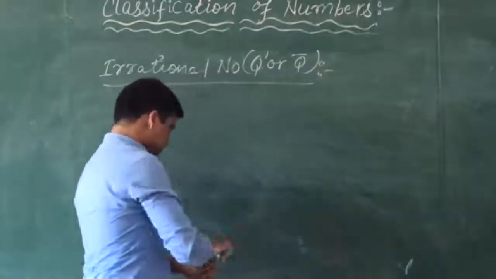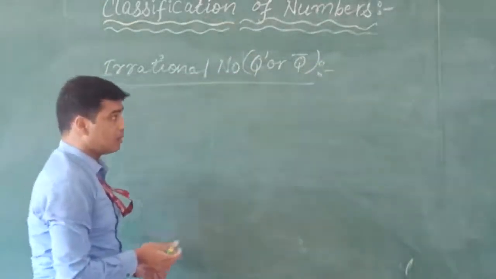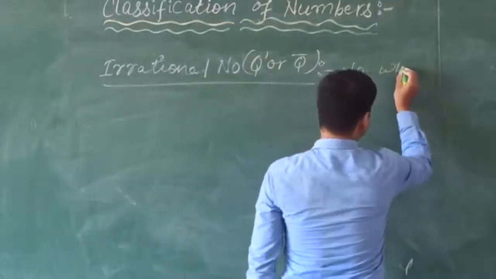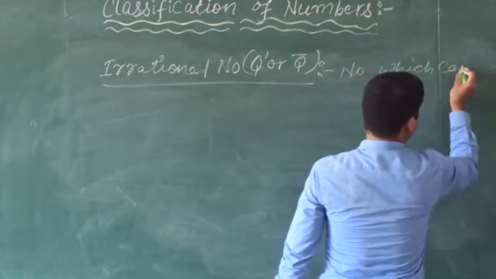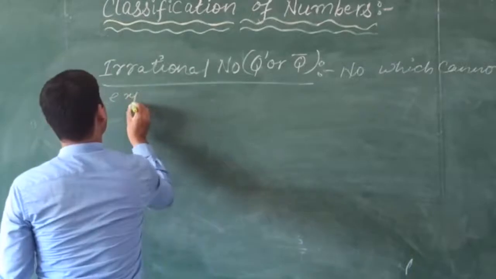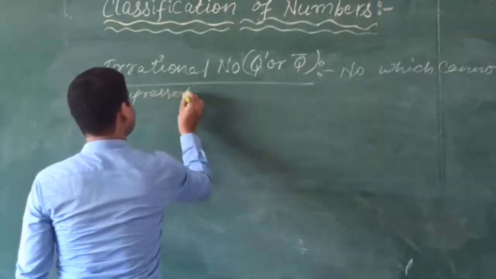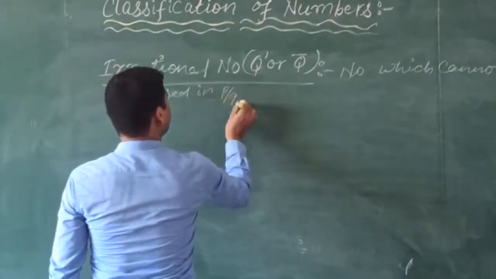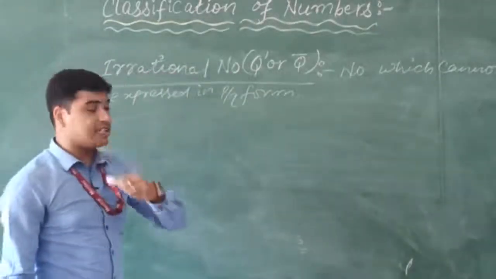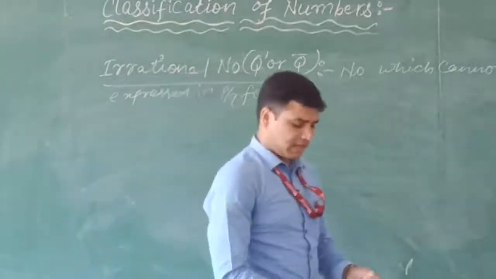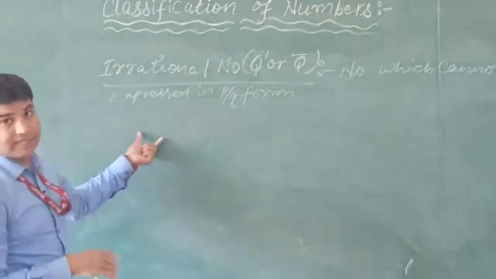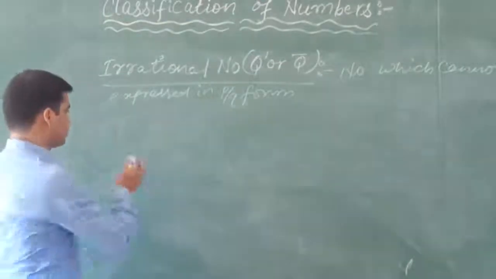So what is the basic definition of an irrational number? A number which cannot be expressed in P by Q form. Simple. A number which cannot be expressed in P by Q form is called an irrational number. But if it is given simply, we can identify it; if it is given in decimal form, then how can we identify? So simple. See this here.